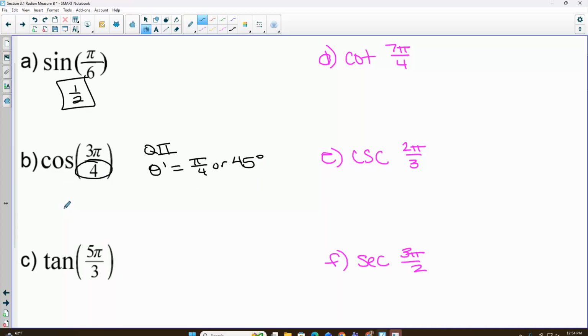Okay, in quadrant 2, sine is positive, so cosine is negative. Cosine of 45 degrees, radical 2 over 2. Do you guys see where I'm getting these?